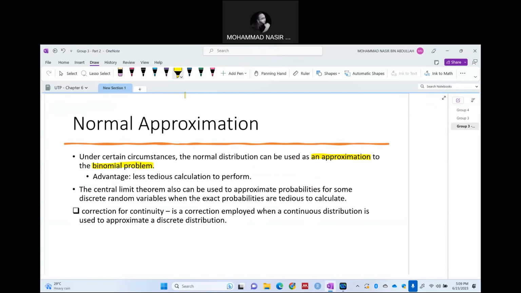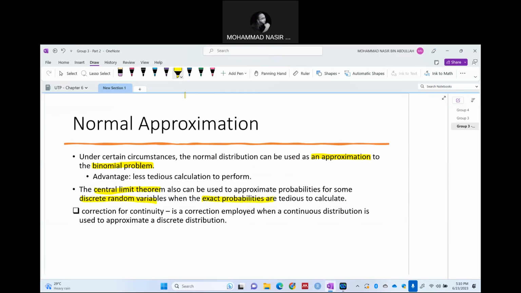So do you still remember, what are the properties of a binomial experiment? Two outcomes. The probability of success should be consistent every trial. Each trial should be independent, and we should have n trials. So those are the properties of the binomial distribution, right? So by the approximation method, we can reduce the work of calculation in finding the probability, right? So the central limit theorem can also be used to approximate the probabilities for some discrete random variables when the exact probabilities are tedious to calculate.